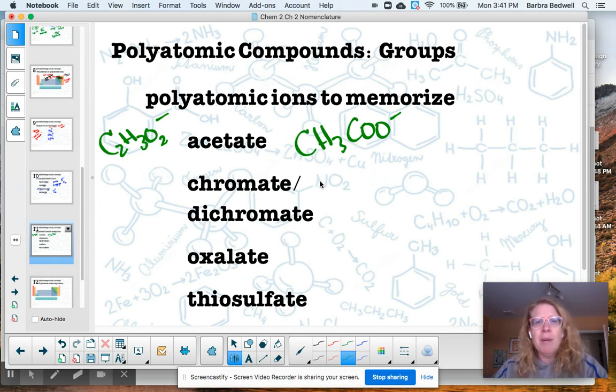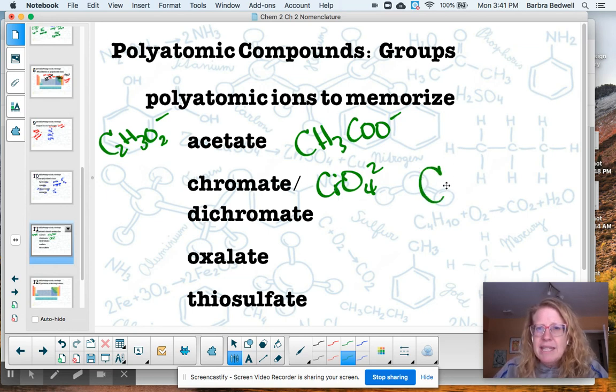Okay, chromate and dichromate. Chromate is this one, CrO4 2-. Dichromate's really unusual that this one exists. It's almost like a double chromate, almost. It's Cr2O7, not Cr2O8. It's Cr2O7, and it also has a 2- charge.